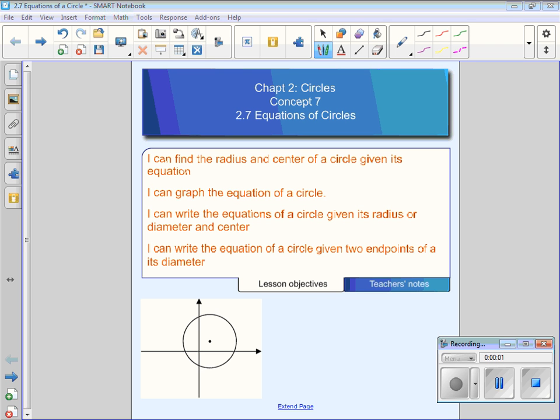Hey everybody, this is Mr. Munson. We're still in Chapter 2, Circles, but today is Concept 7, and it's the last concept we're going to do. So it's 2.7 equations of circles, so we're going to be writing some equations. Let's look at our I can statements.